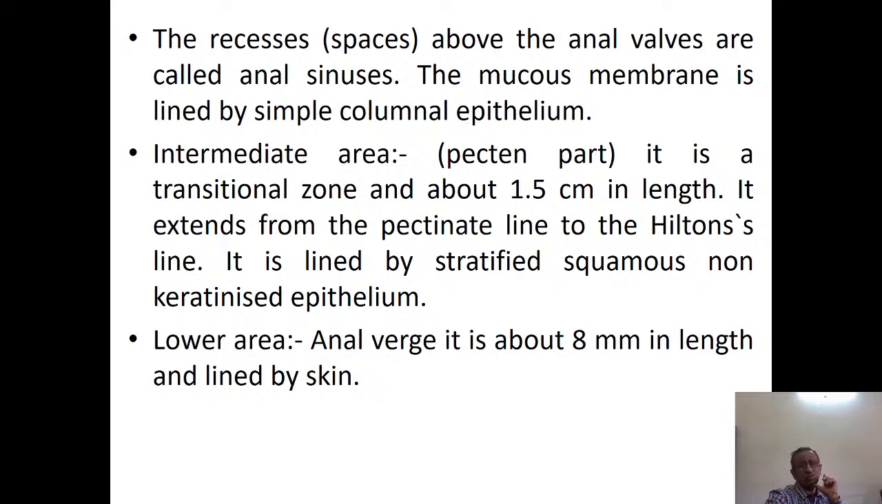The recess above the valves is called the anal sinuses. The mucous membrane is lined by simple columnar epithelium. The intermediate zone is the transitional zone and is about 1.5 centimeters in length. It extends from the pectinate line to the Hilton's line. It is lined by stratified squamous non-keratinized epithelium. The lower area, the anal wedge, is about 8 mm in length and is lined by skin.